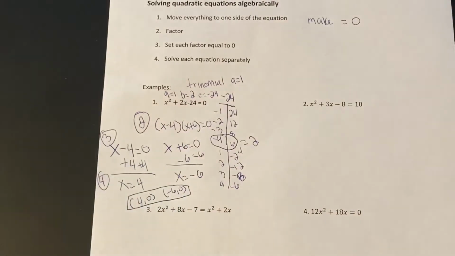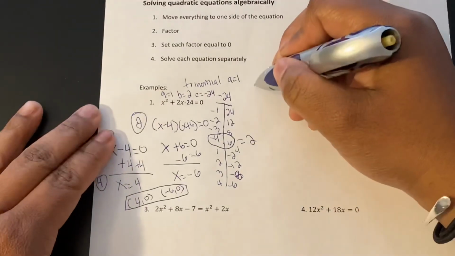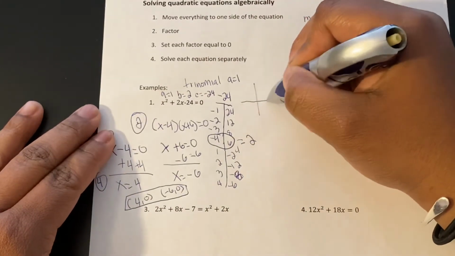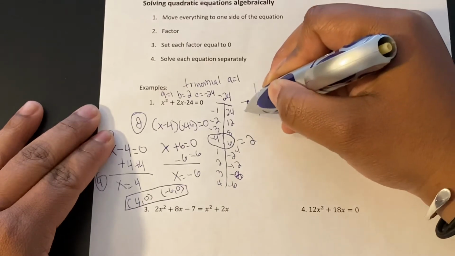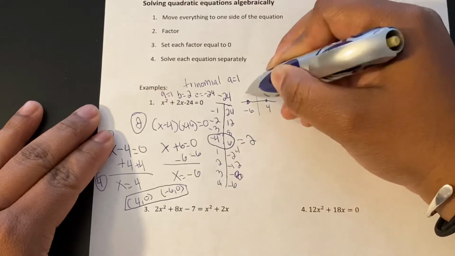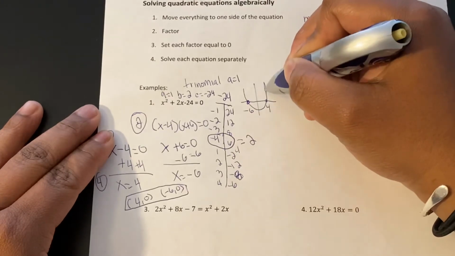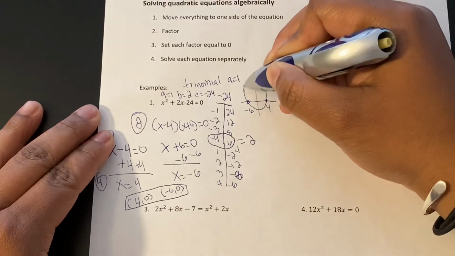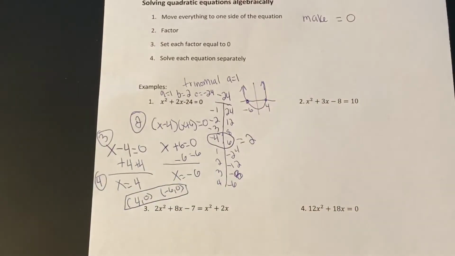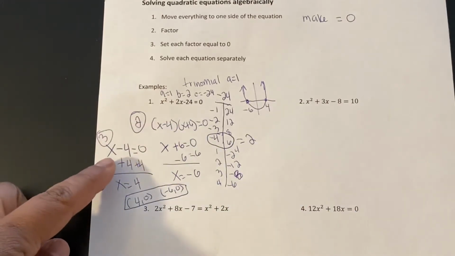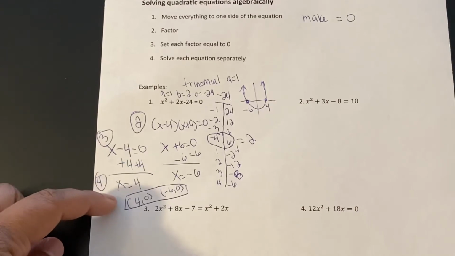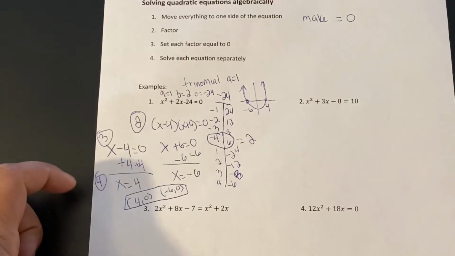Okay. If I was to sketch this answer, it would look something like this. Negative 6 and 4, and this would be my parabola. These are my solutions. Okay. So the only step we're adding really when it comes to finding solutions is that after you factor, you now have to make your factors equal to 0 and solve for x. That's really the only thing we're adding here. So let's look at number 2.